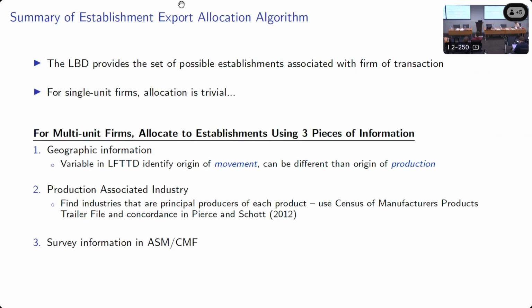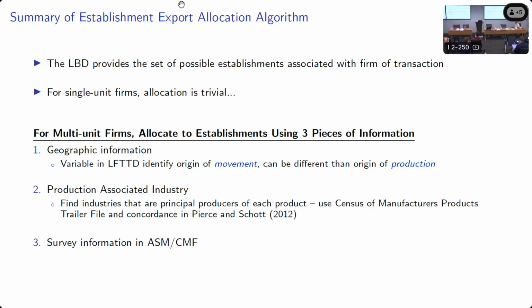So I have one slide, which is just kind of starting up the algorithm, and then Aaron has put together a bunch of beautiful pictures to make it a little bit easier to digest what we're doing. Conceptually, as I said, the LBD gives us all possible establishments of a firm that is involved in an export transaction. If there's just one establishment that belongs to that firm, allocating an export transaction to that establishment, to that geography, is trivial. It's just an immediate step.